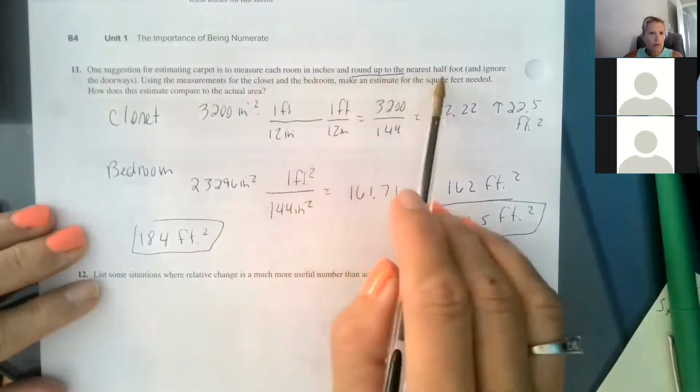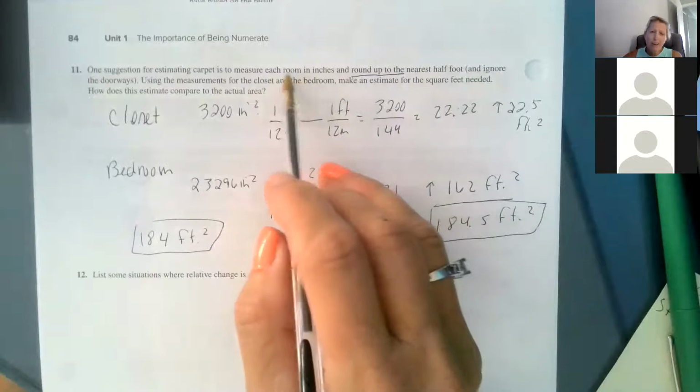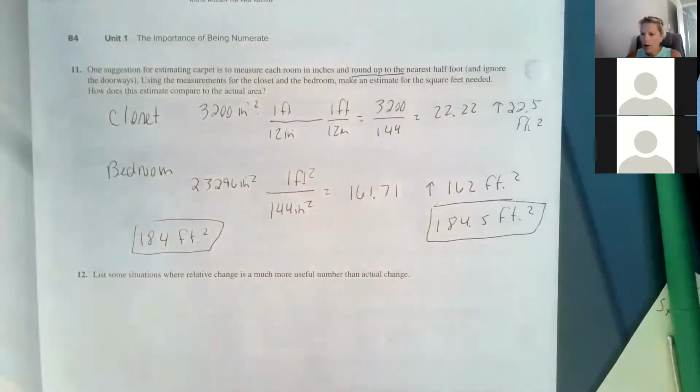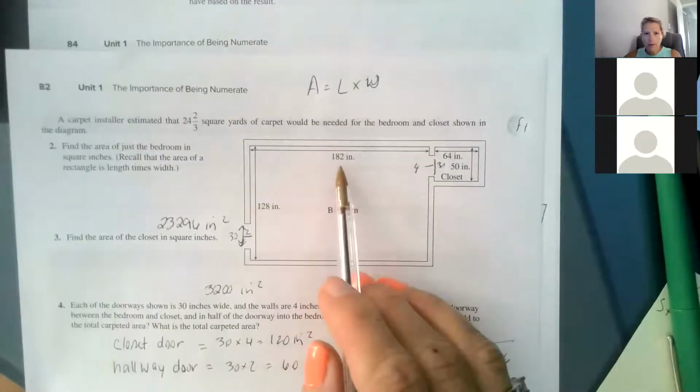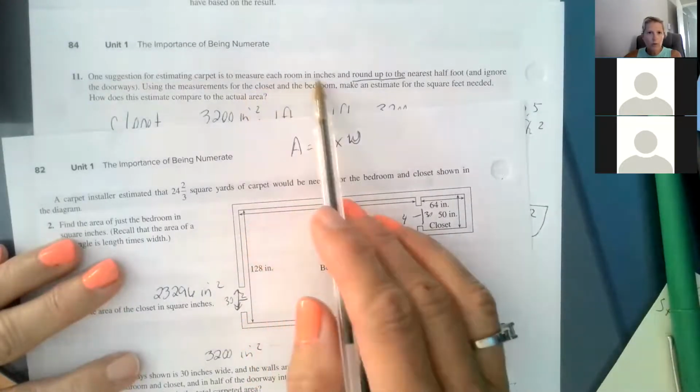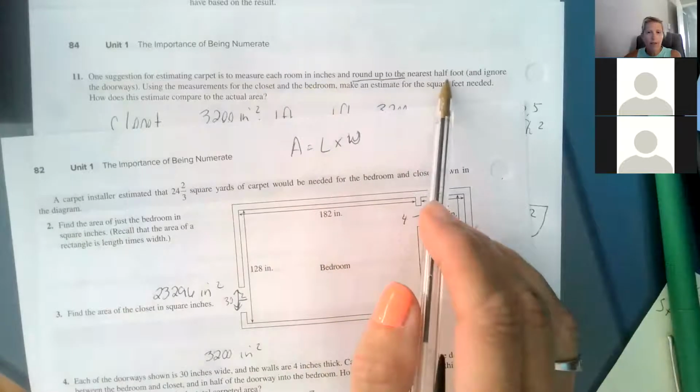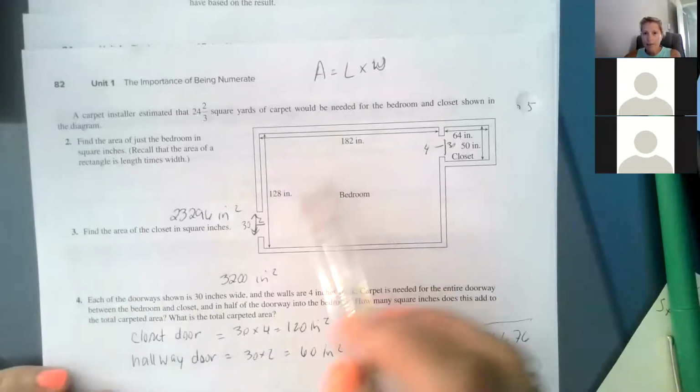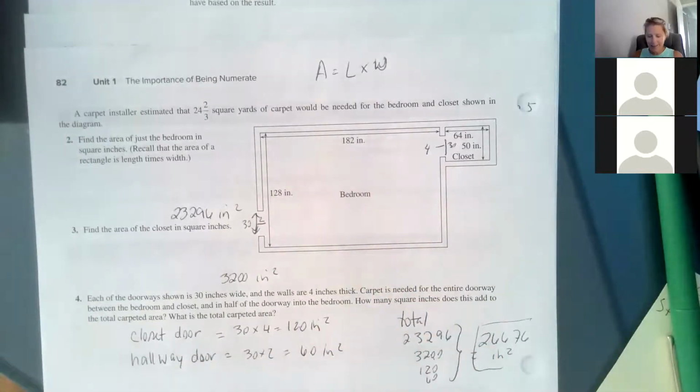No, because I see what I did wrong. Okay. But another way, I'm just kind of throwing out, is that they could have said, maybe they wanted us, it says, to measure each room in inches and round up to the nearest half foot. So if we turn these into feet, it might change it even more, right?